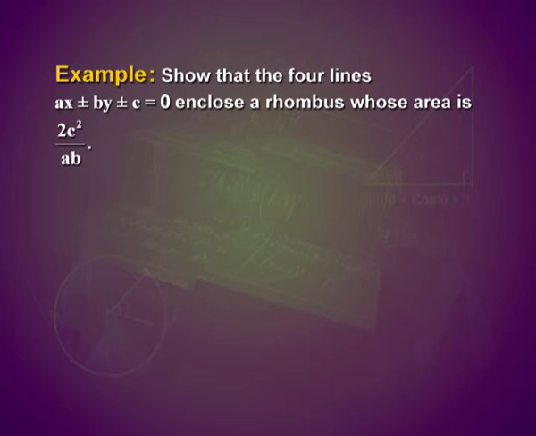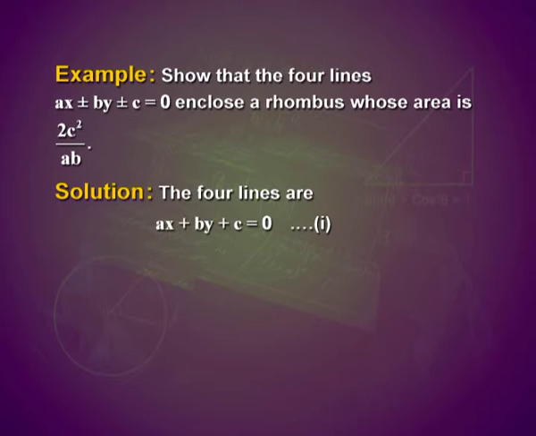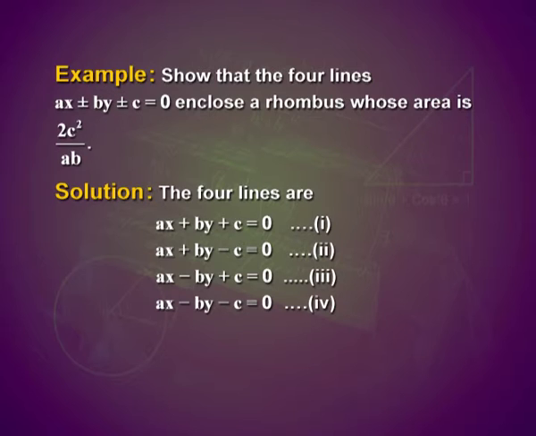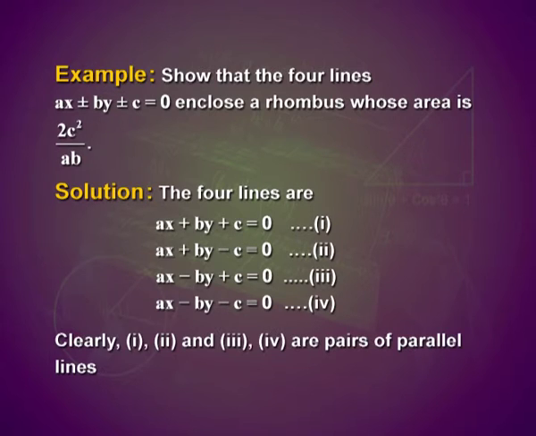Show that the 4 lines ax ± by ± c = 0 enclose a rhombus whose area is 2c square upon ab. Let us see the solution here. The 4 lines are ax + by + c = 0 be the first equation, ax + by − c = 0 be the second equation, ax − by + c = 0 be the third equation, ax − by − c = 0 be the fourth equation. Clearly, first, second, third and fourth are pairs of parallel lines.